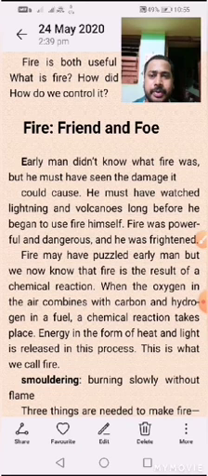So before going to the topic, we will focus on the title. As you know, the title is very important in literature. If you focus on the title, you will understand what the text is about. The title Fire, Friend and Foe means fire is both useful and dangerous to man. It is both constructive and destructive to us.